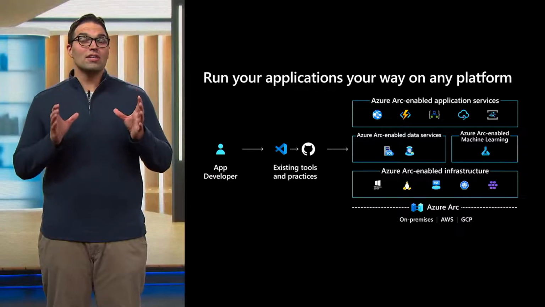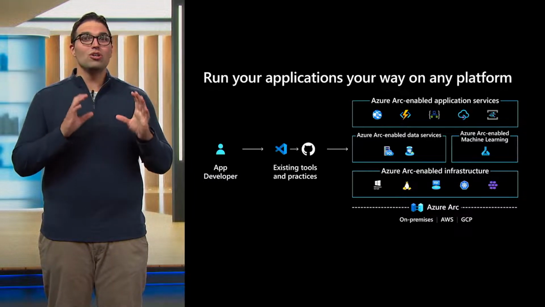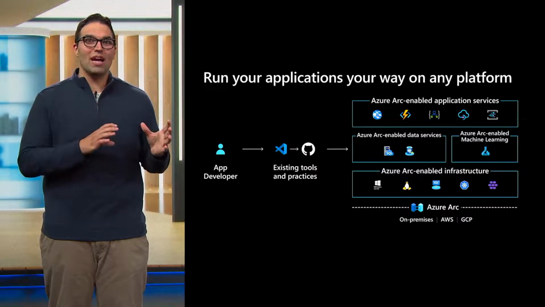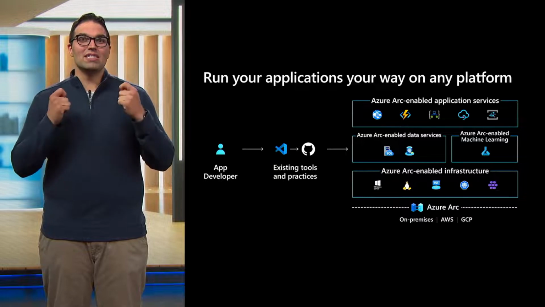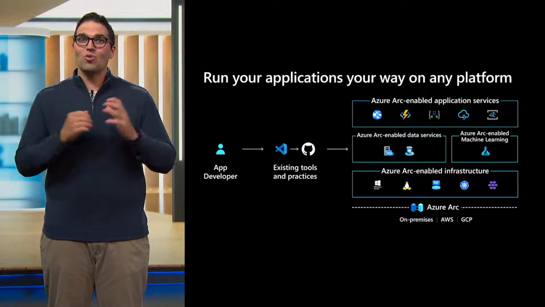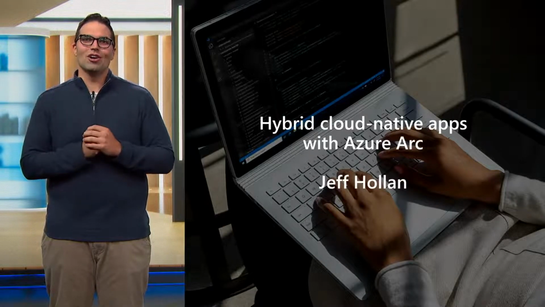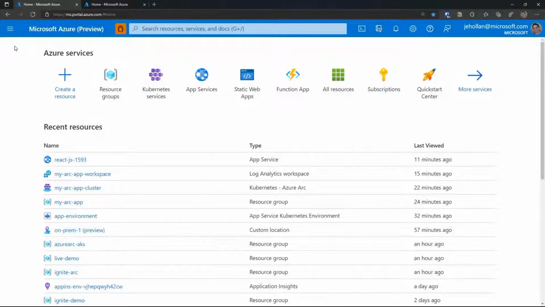Now, the important thing to note is that the way you deploy does not change. You can continue to use your existing tools and best practices and get the benefits from a seamless and consistent experience. So to show you how this all works, let's see a demo now of hybrid cloud-native apps with Azure Arc. Okay, so let's take a look at how any team can build using Azure's application services, but have the flexibility to deploy it anywhere with Azure Arc.